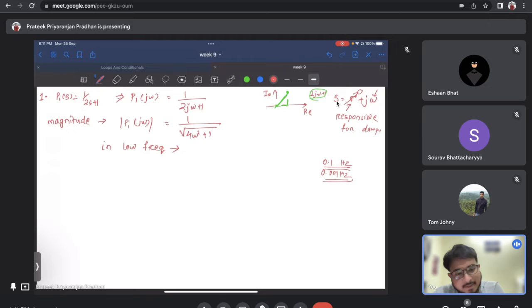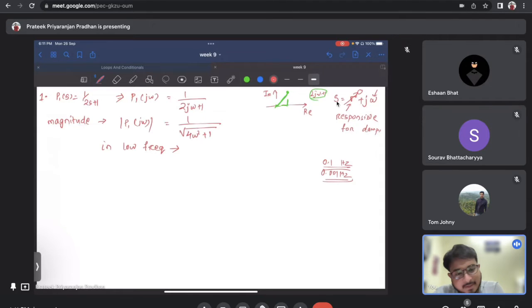Similarly, in high frequency, what happens? My omega square dominates 1. Omega square will be much greater than 1. Like 10 kilohertz, which is 10 to the power 4, and its square is 10 to the power 8. So 1 plus 10 to the power 8, I can approximate as 10 to the power 8. That's why I can take this approximation and this approximation.